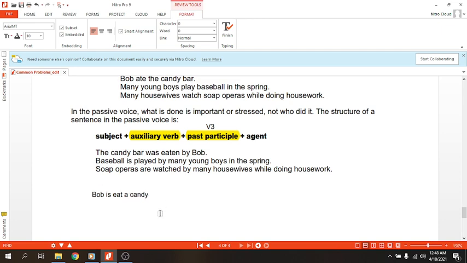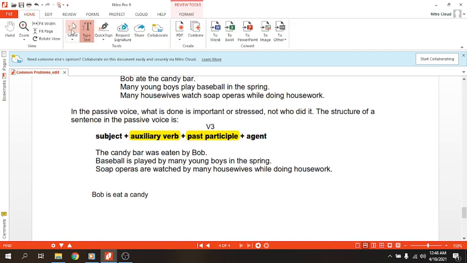Ini yang sering kalian lakukan. "Bobby is eat a candy." Ada be-nya, ada it-nya. Selalu saya bilang, yang namanya kalimat, especially active, because you know Bob is doing something, so it's an active sentence, active voice. Jadi tidak ada be-nya dong di situ. Harusnya "Bob eats a candy."